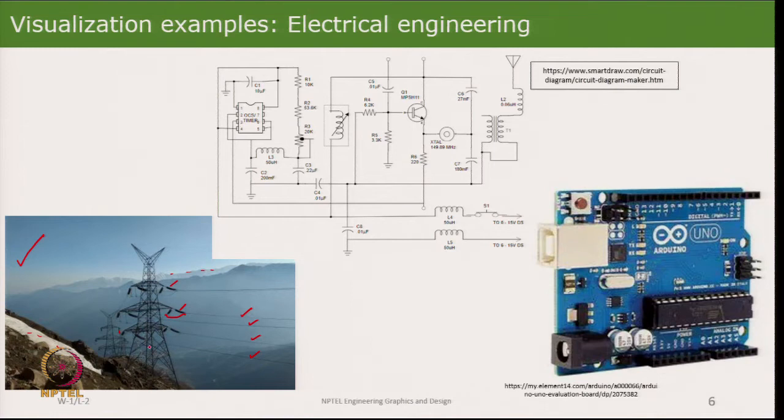So, the structure of the tower is dictated, of course, first and primarily by the electrical requirements of what should be the spacing between the lines and between ground and the lines. And then the structural design comes in, which decides what should be the type of steel that is used, how it is fixed, and then the civil engineering part which tells you how this tower should be anchored on the mountain side.